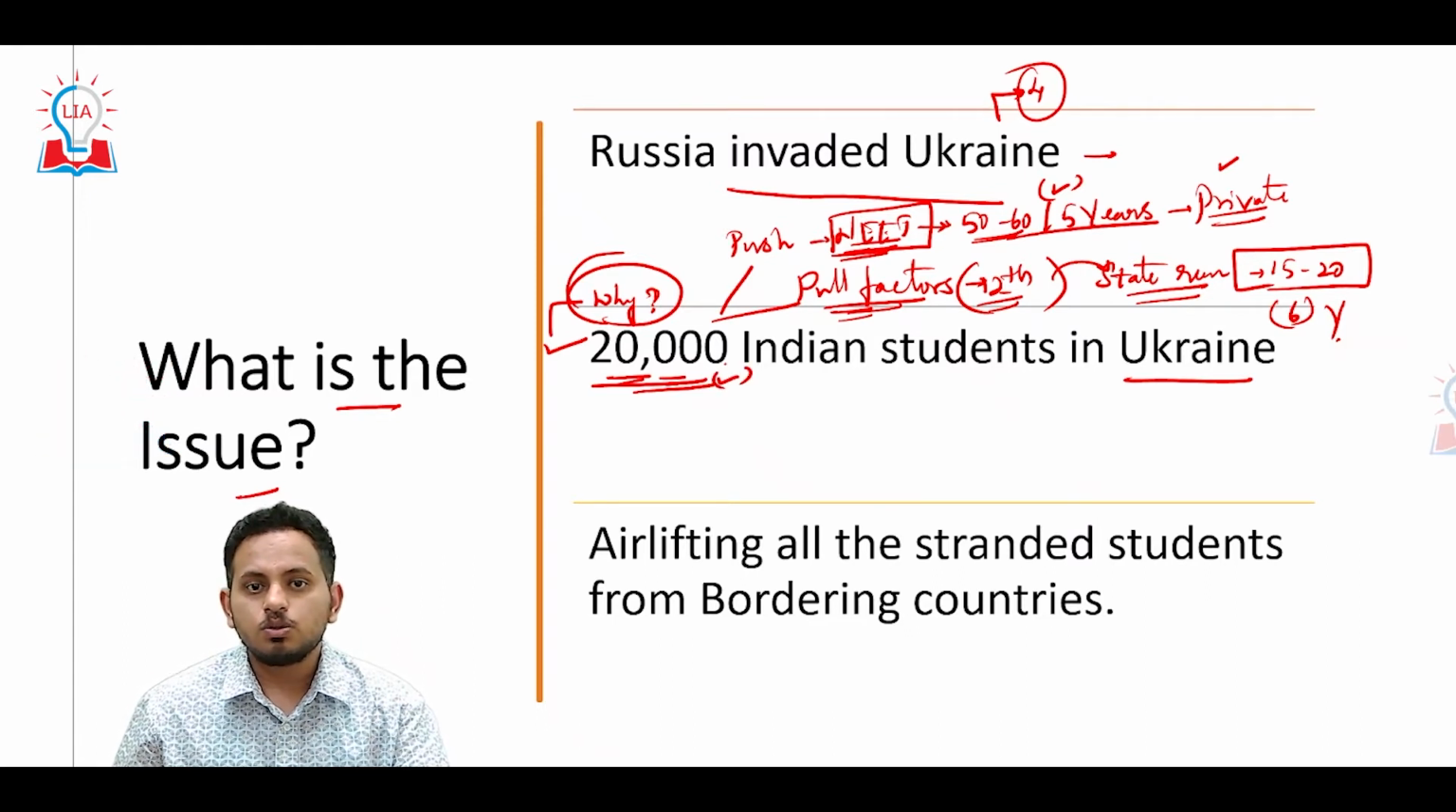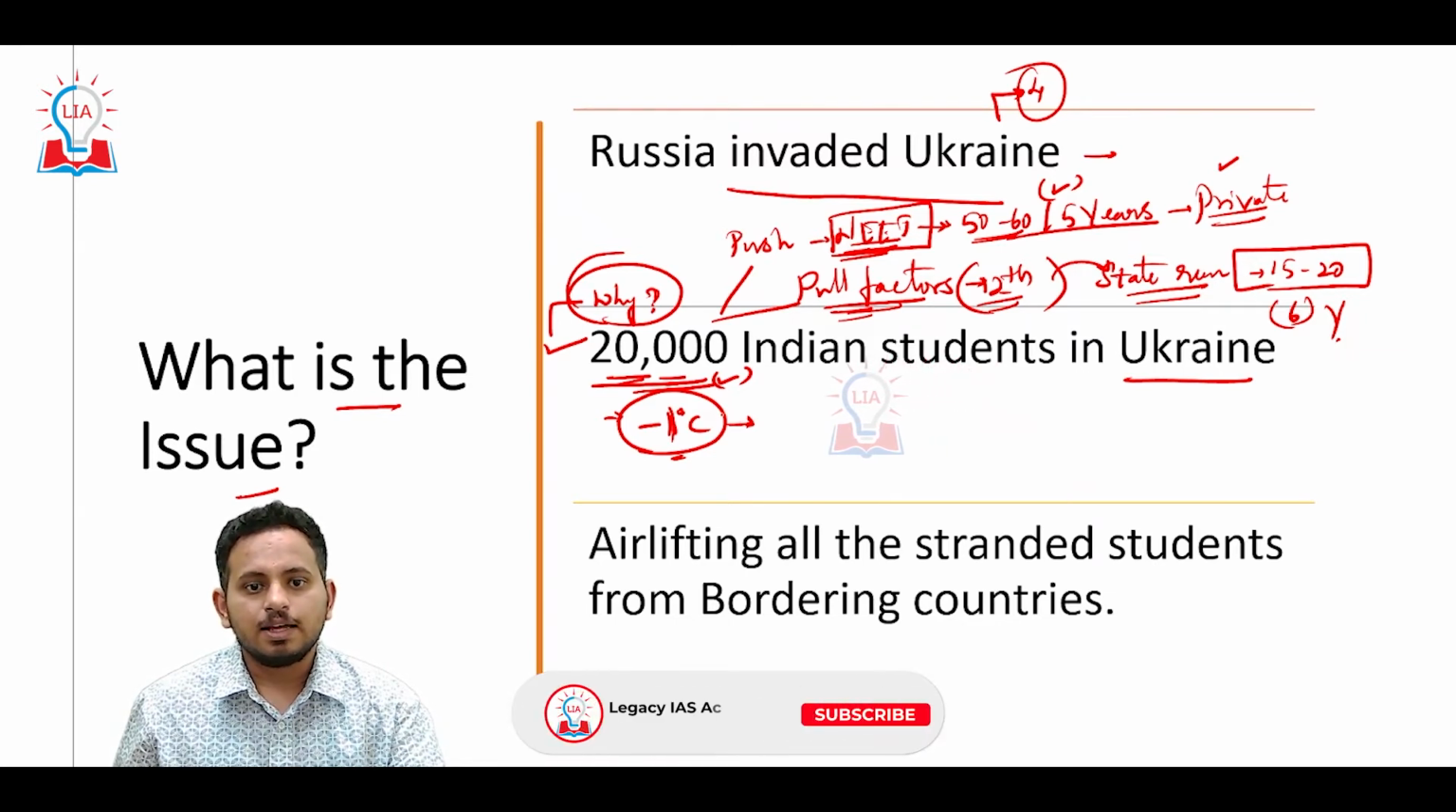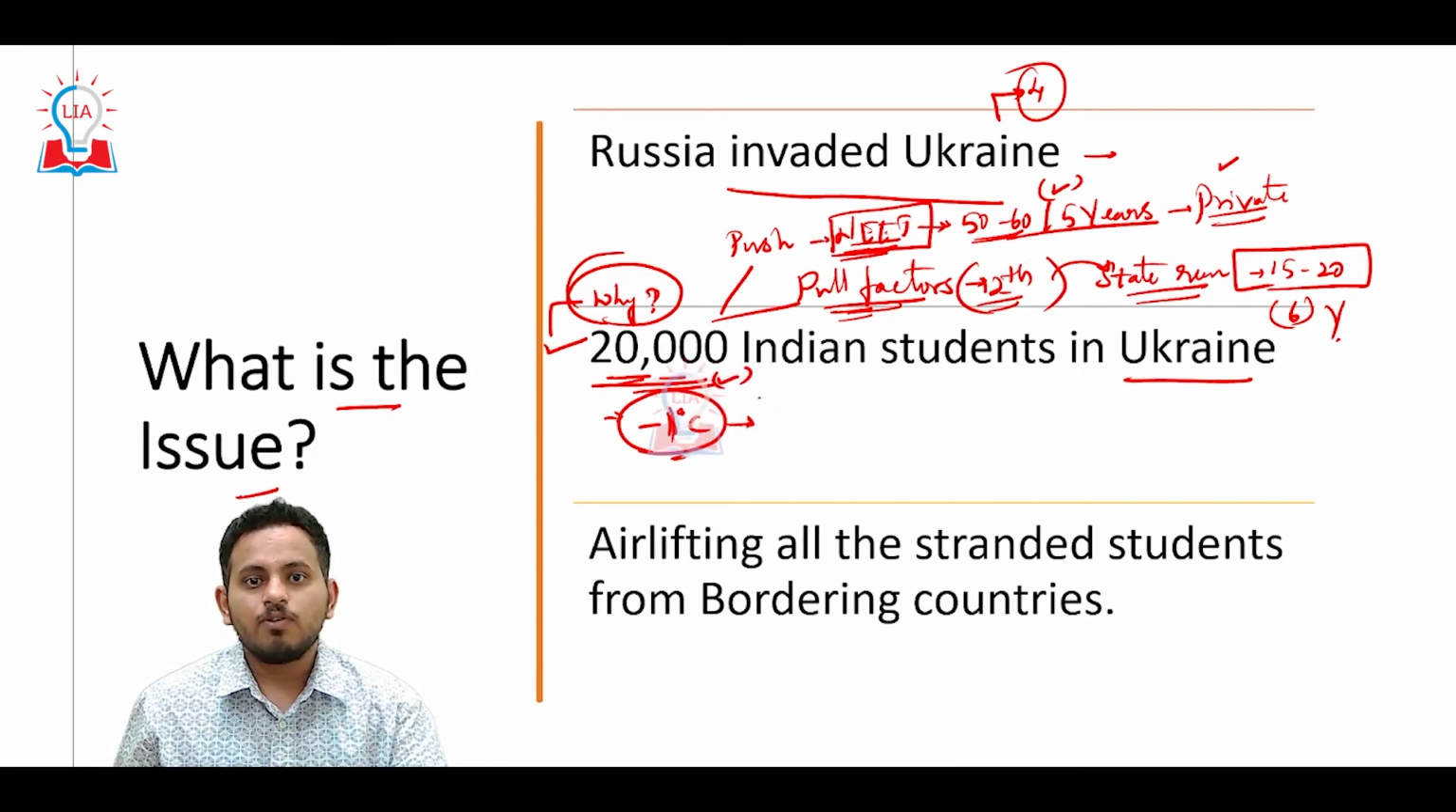On various news channels, you will be hearing that the students are walking for around 40 to 45 kilometers in -1 degree centigrade, in freezing cold. They are suffering from snow, they do not have food and water, they are stranded at the borders, and immigration is not happening. These are all the issues that you are witnessing. This is the reason why the Indian government has come up with Operation Ganga, with which India is trying to evacuate its citizens from Ukraine.